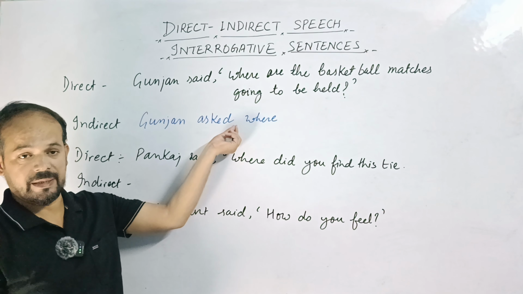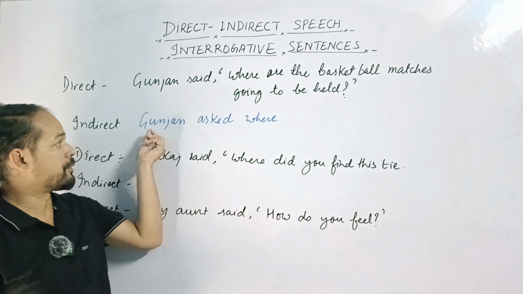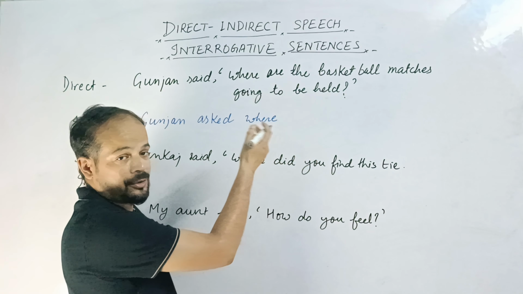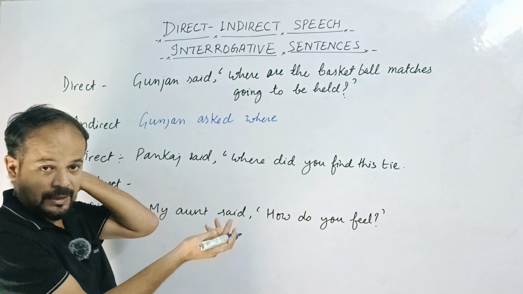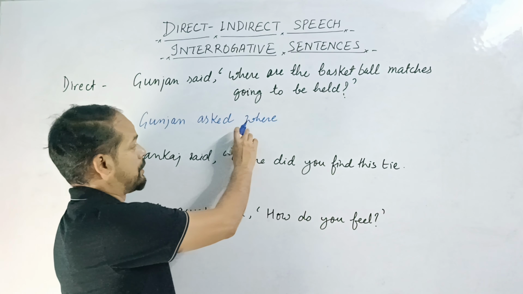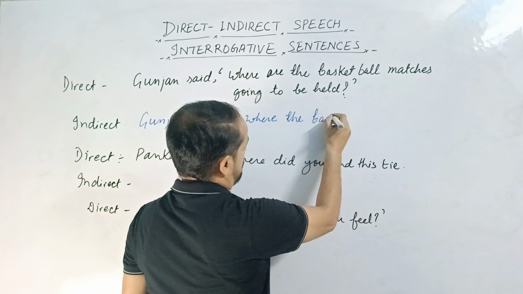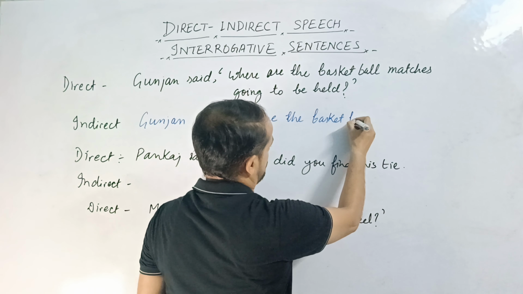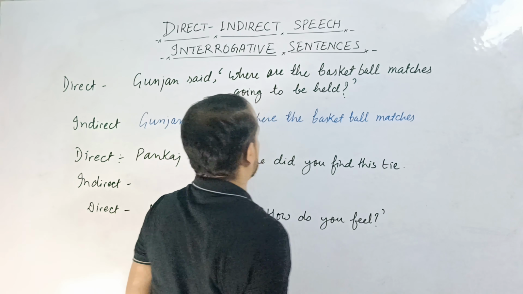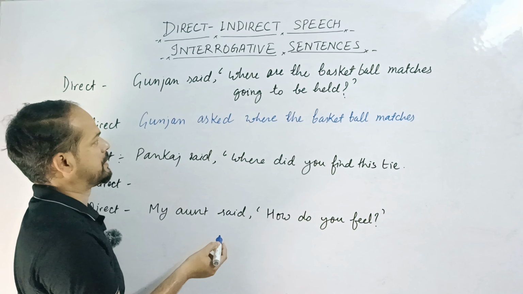Children normally make mistakes over here. They write after asked that, so that नहीं लिखना हमें. Gunjan asked where. Since we have to change the interrogative sentence into assertive sentence, so what we have to do, we have to place the subject soon after the question word. Okay, where the basketball matches. So this is the subject. Okay, after where we have written the subject, where the basketball matches.